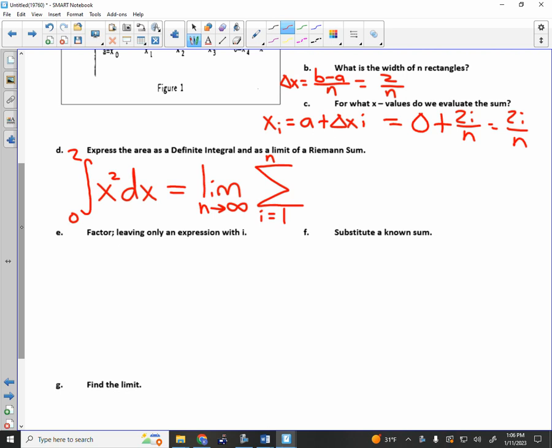Okay, so this next piece is f of x sub i. We don't write f of x sub i. What we write is the function with x sub i plugged into it. So what is our x sub i value? We're going to take that and plug it in for x squared. So 2i over n quantity squared. And then the final part is times delta x. What is delta x? 2 over n. Times 2 over n.